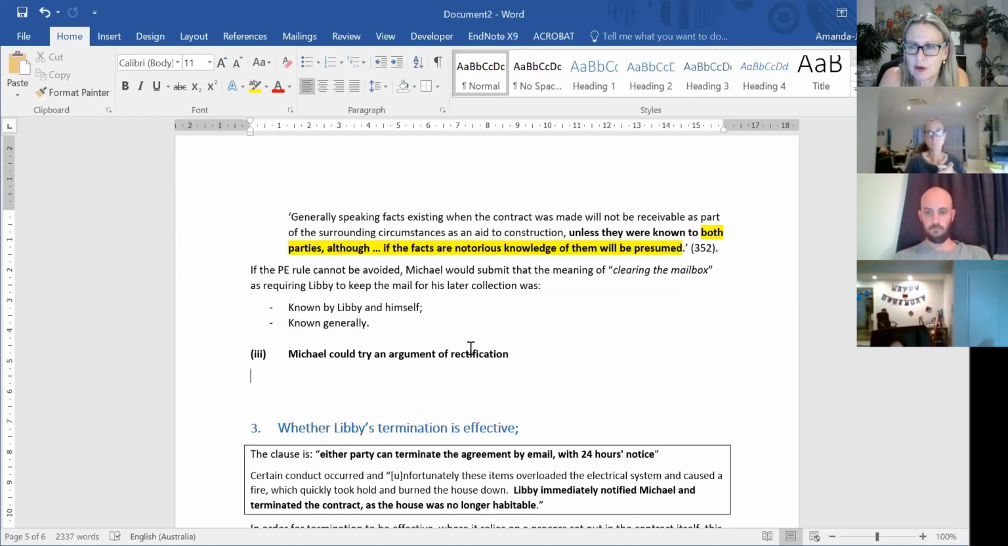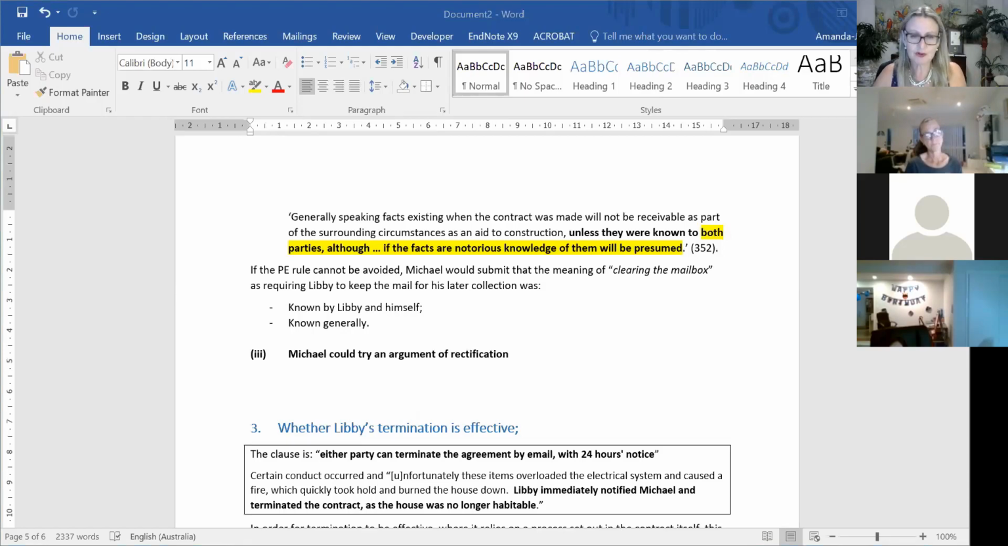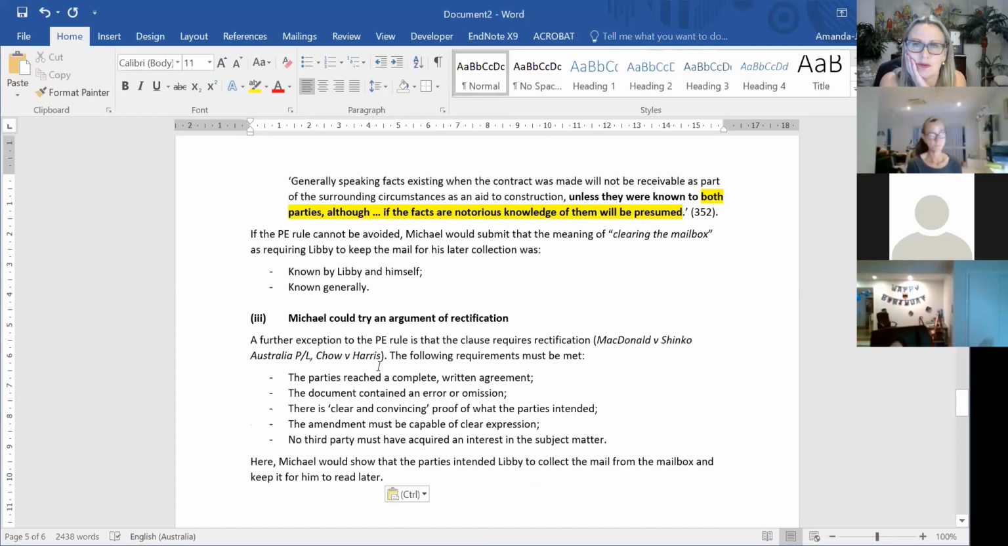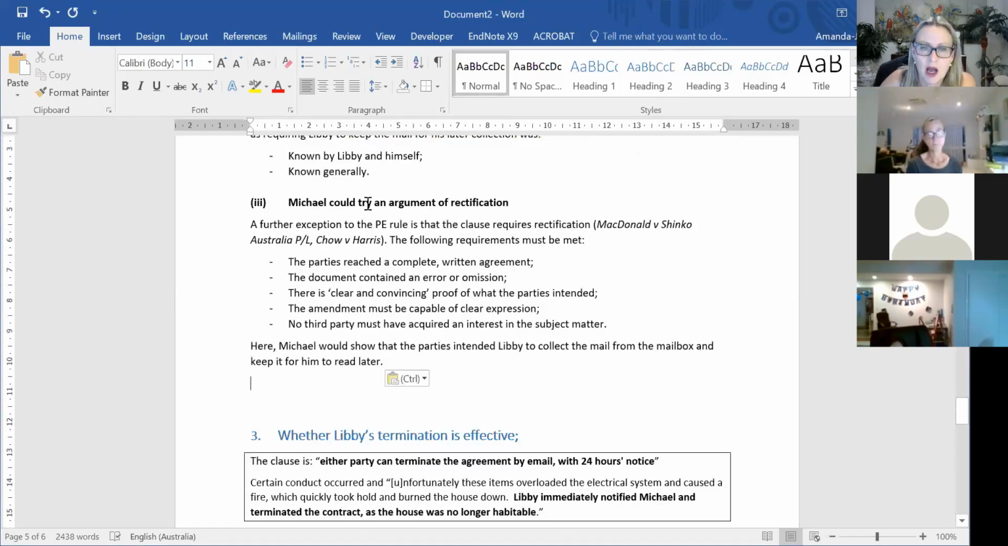Did you pick up on this when you were ploughing through the multitude of pages? I think there's about 150 pages, isn't there? So rectification occurs, and we touch on the issue of rectification in contract B also. So we kind of revisit it. We kind of come full circle a bit in contract B. So the following requirements have to be met. The parties have reached a complete written agreement, tick. The document contained an error or omission.